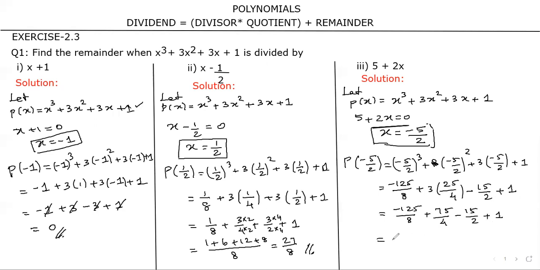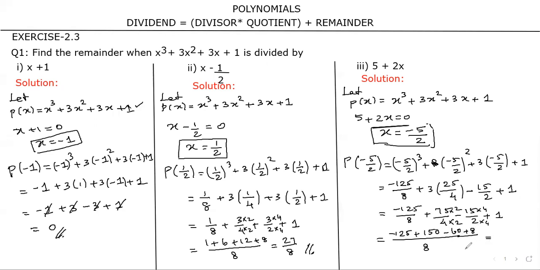So just simplify as before. Just take 8 as the LCM here. So minus 125 will be as it is. Here in the 4, you have to multiply by 2, so 75 times 2 is 150. And minus, this minus I have written here, 2 times 4 is 8. So 15 times 4 is 60, and plus 8 is there.